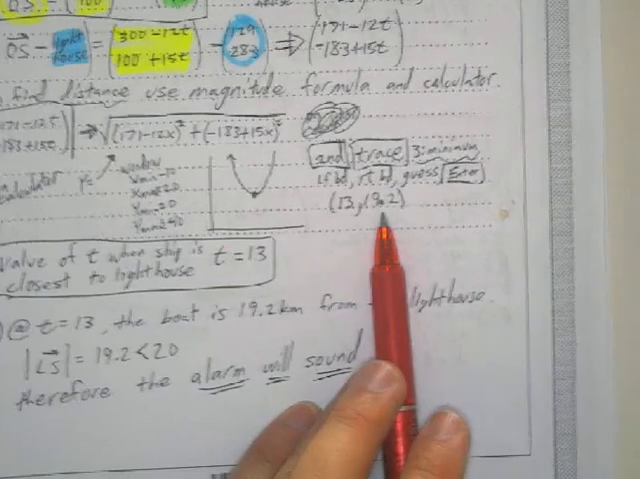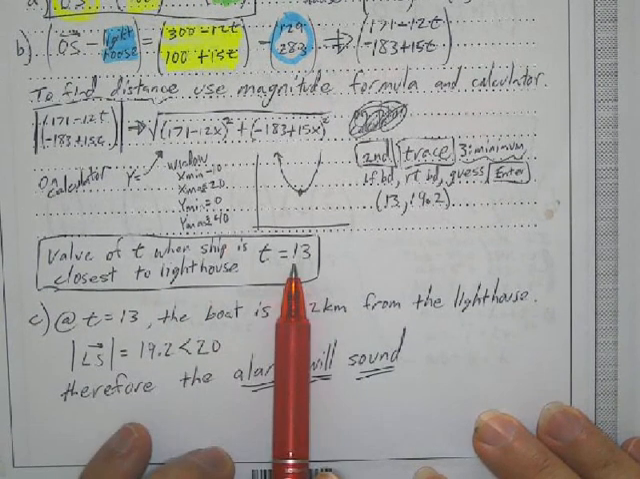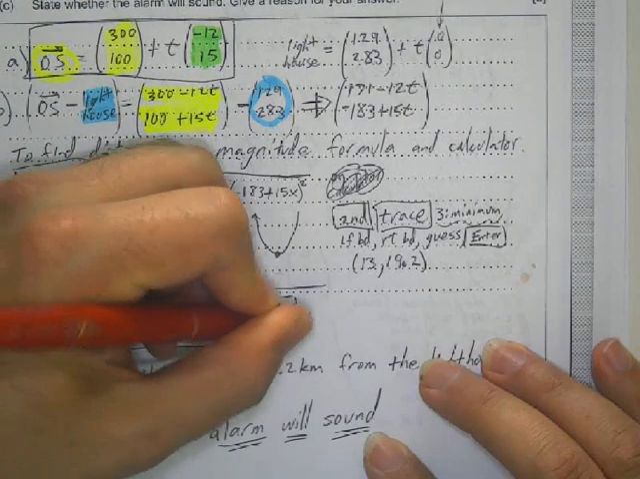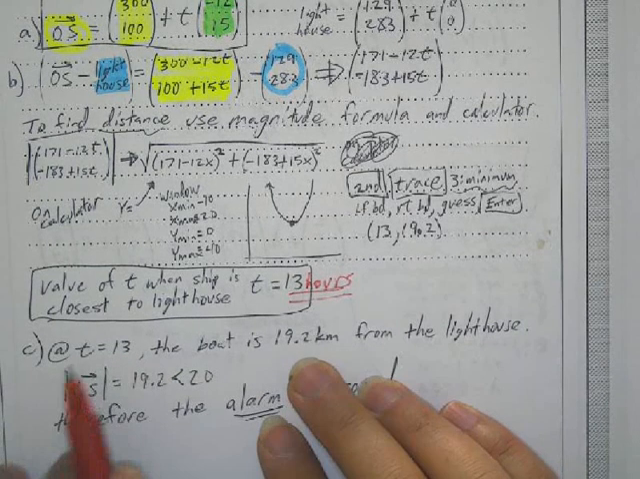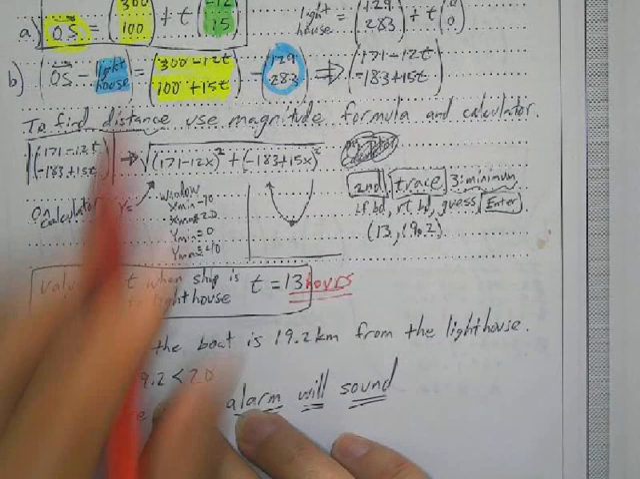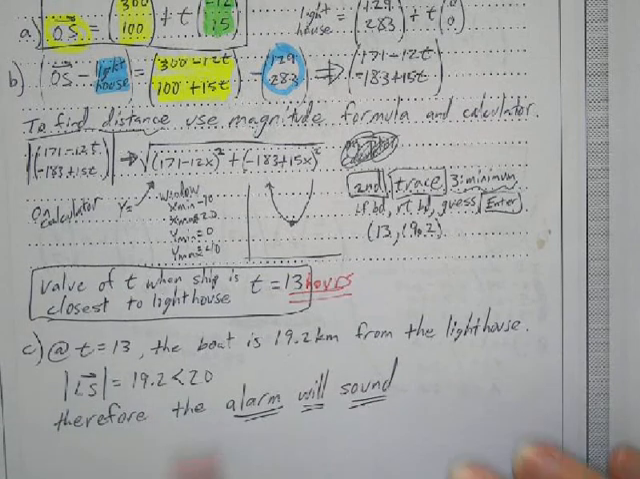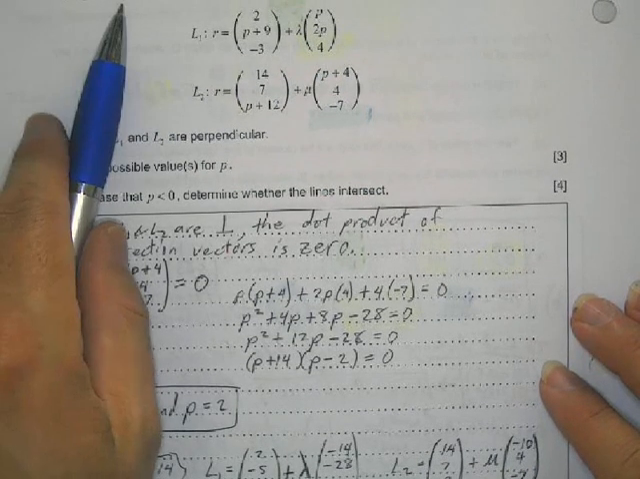So this basically has told us that the ship is closest to the lighthouse at 13 hours. And at 13 hours, the boat is 19.2 kilometers from the lighthouse. They said the alarm is going to sound when it's less than 20 kilometers from the lighthouse. So therefore, the alarm is going to sound, just like that.